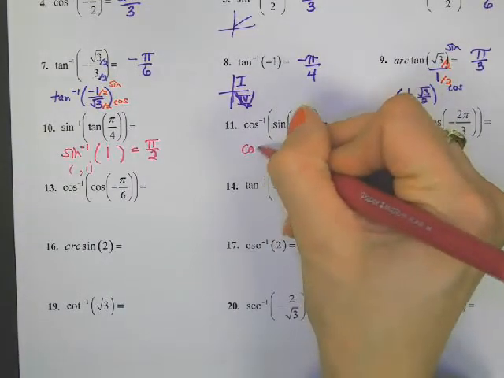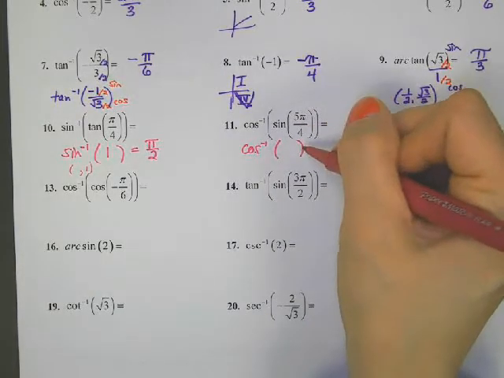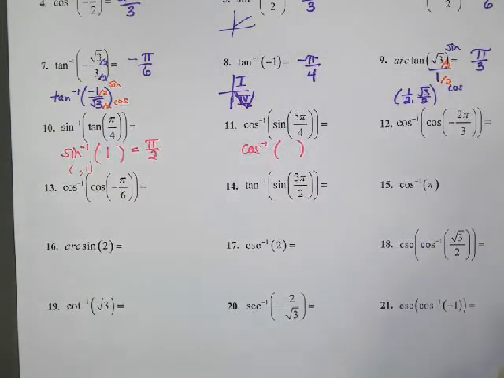Okay, another nested problem. The inside part is forwards, so simply go to 5 pi over 4 and tell me the sine.